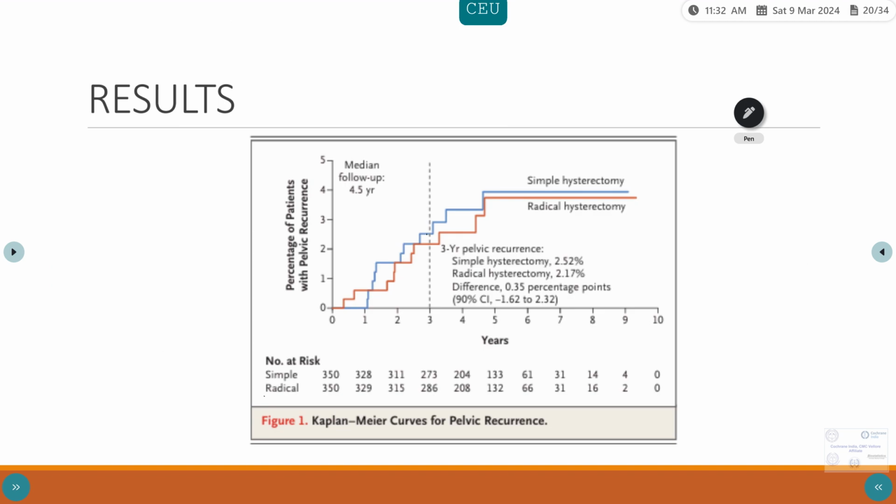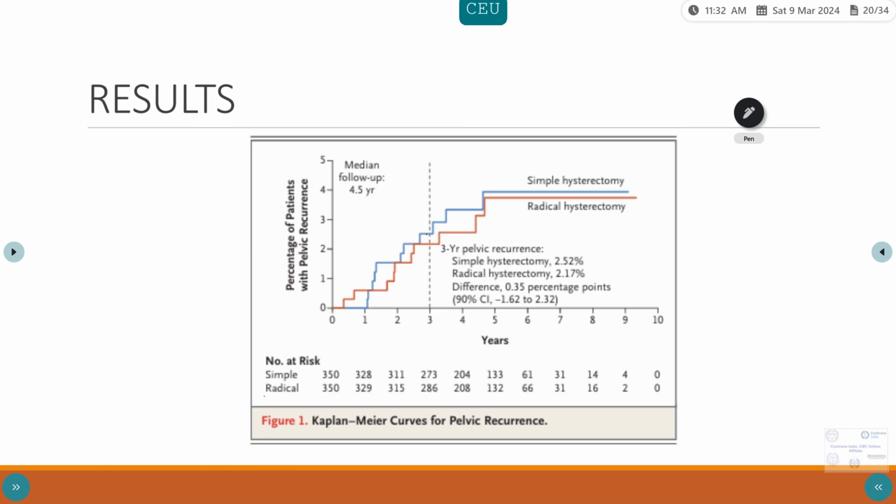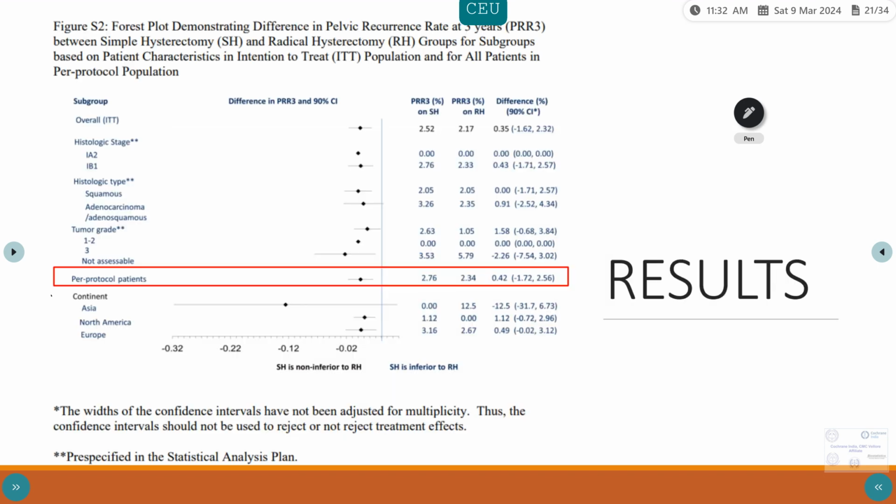So what we have to understand here is initially we determined the non-inferiority margin of 4%. So here the upper limit of our confidence interval, 2.32 and 2.57, still does not cross the 4%. So we can come to a conclusion that though it is inferior, we have proven that the simple hysterectomy is non-inferior to radical hysterectomy.